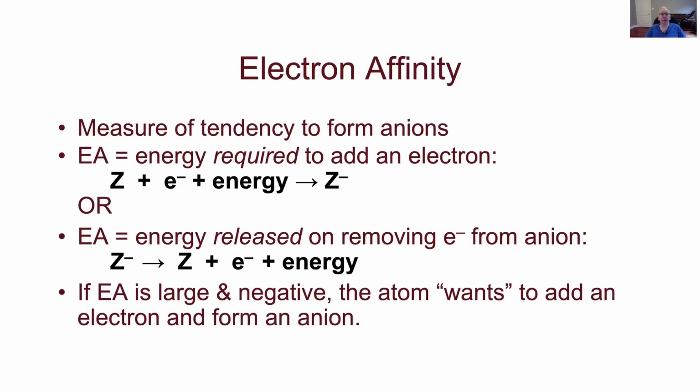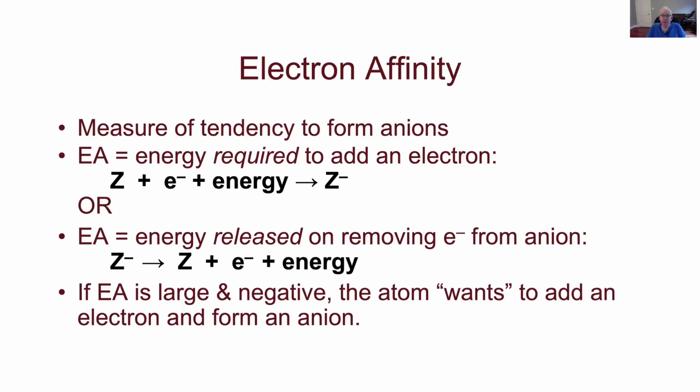We're going to talk about electron affinity a little bit because we'll need this idea when we talk about forming chemical bonds. Electron affinity is a way to try to measure the tendency to form anions. The language of defining electron affinity is much more convoluted than the other properties, so sorry for that. There are two ways we can write a definition of this.